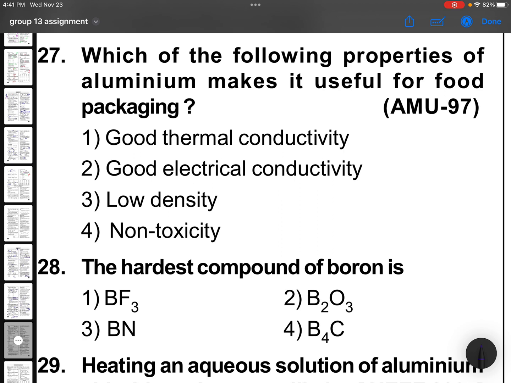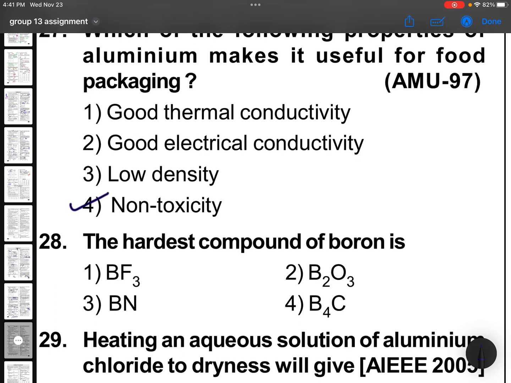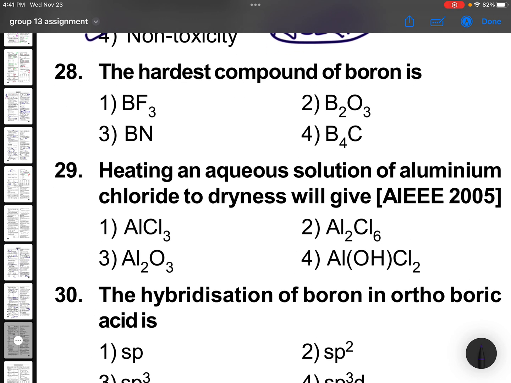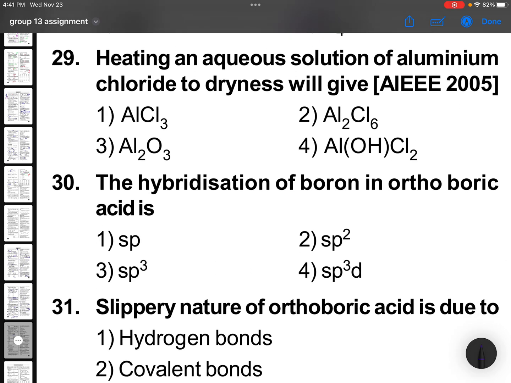Which of the following properties of aluminium makes it useful for food packaging? Okay, now, aluminium actually nowadays we are not using. NCERT statement: aluminium compounds nowadays we are not using because that is toxic. And your question says it is used because of non-toxicity. Actually, aluminium compounds are not used. Check once with NCERT. Aluminium compounds are not used nowadays because they are toxic. The hardest compound of boron is boron carbide. Boron carbides are very, very tough, like diamond, B4C type of compounds.